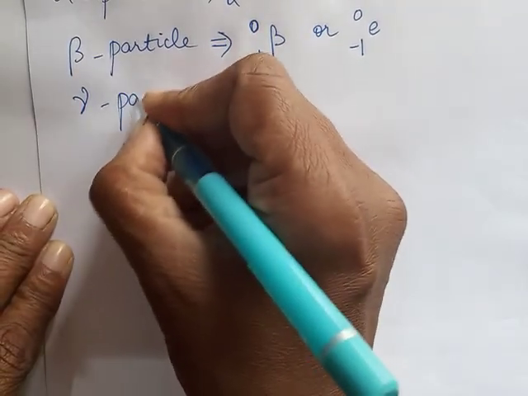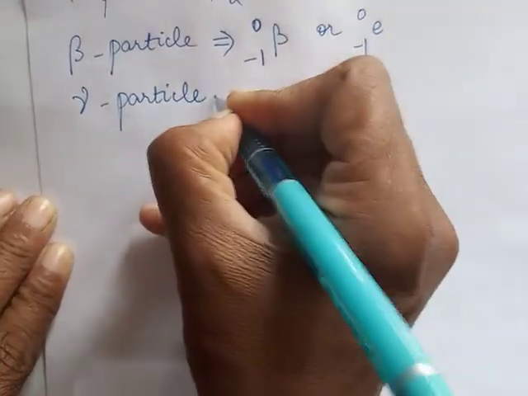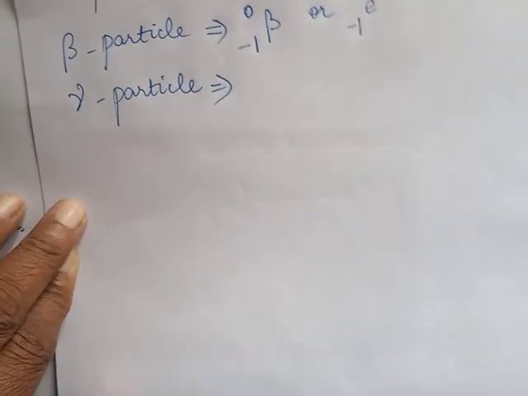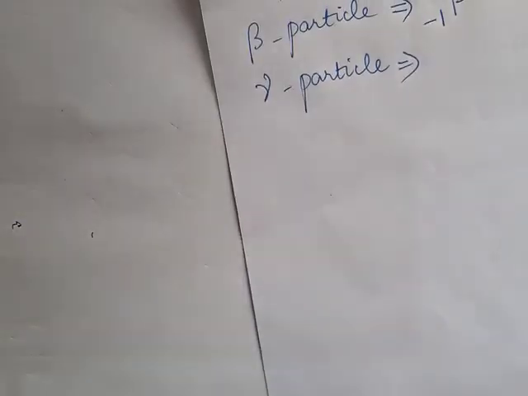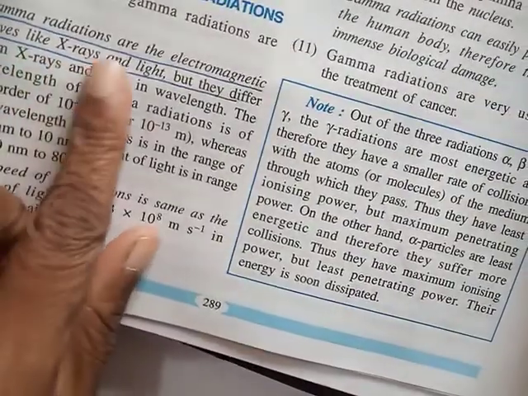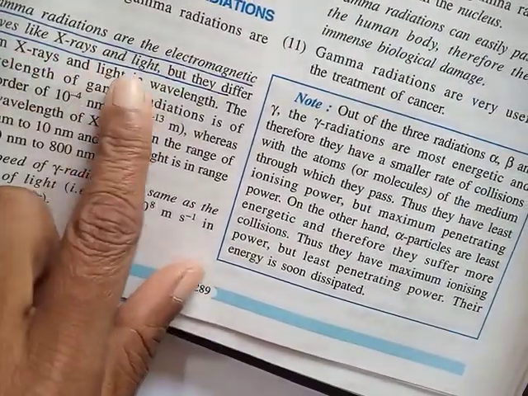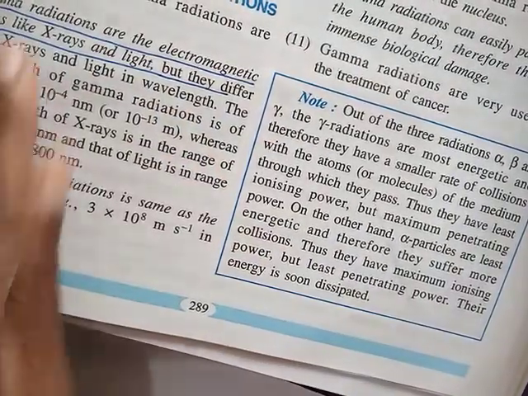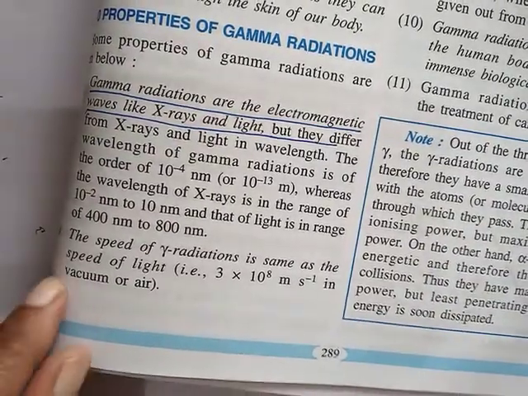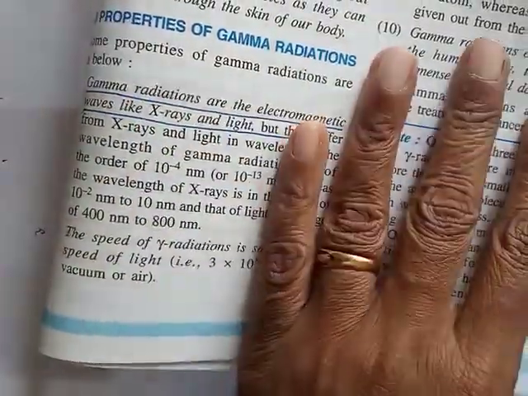Gamma particle, now as you know, this is uncharged, so it will not have any electrons, protons or anything. It is just an electromagnetic radiation. You can just underline here. Gamma radiations are electromagnetic waves like X-rays and light, but they differ from X-rays, which we'll see later. They're basically electromagnetic waves, so they don't have protons or neutrons. Okay, now turn to this comparison given on the next page.